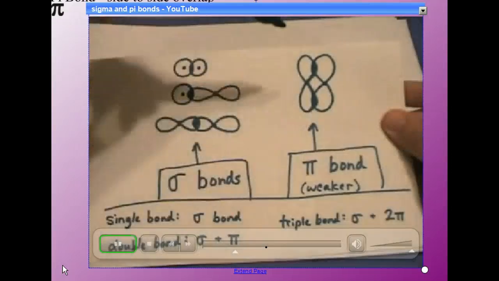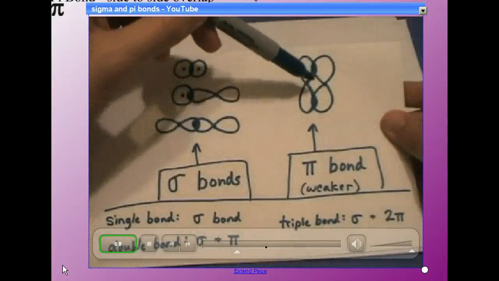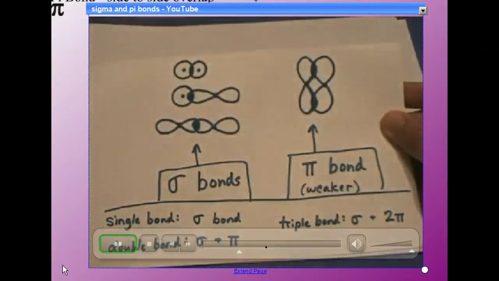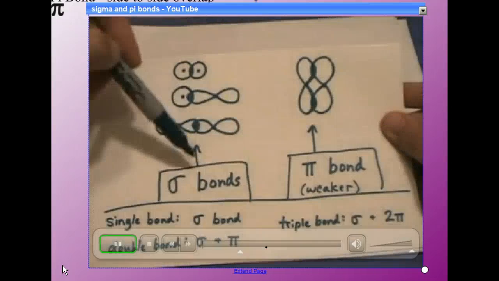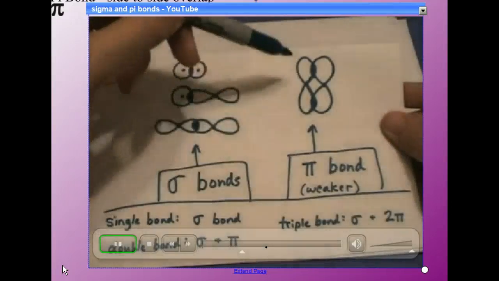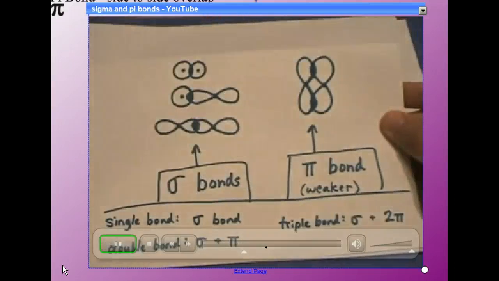Pi bonds occur when the overlap is above and below the 2 nuclei and is not directly between them. Pi bonds are weaker than sigma bonds. So you could take 2 p orbitals and have this overlap to form a pi bond.